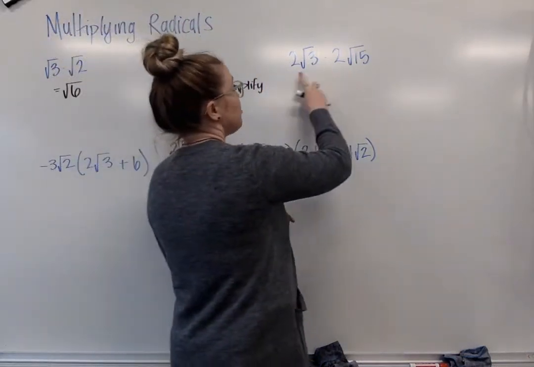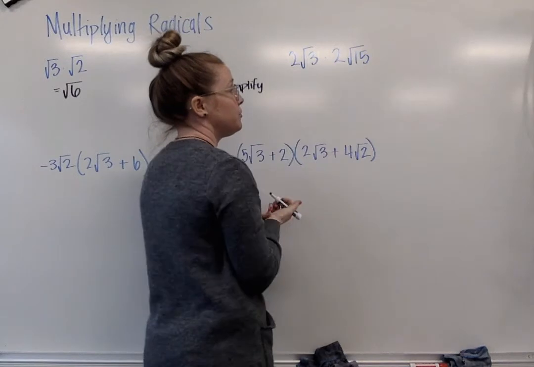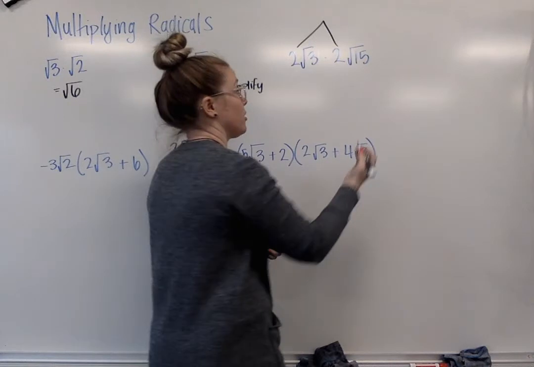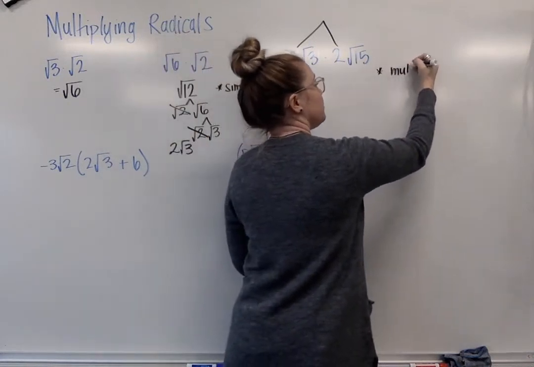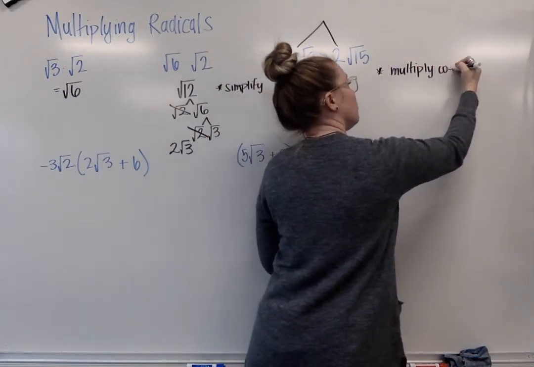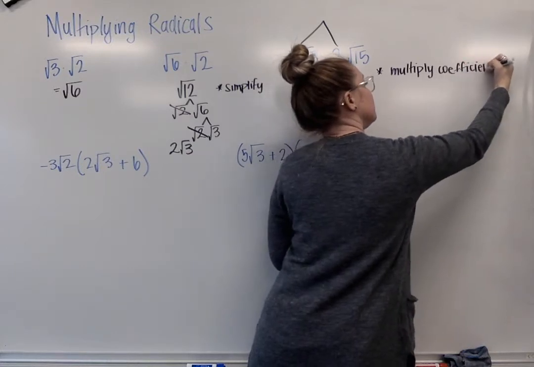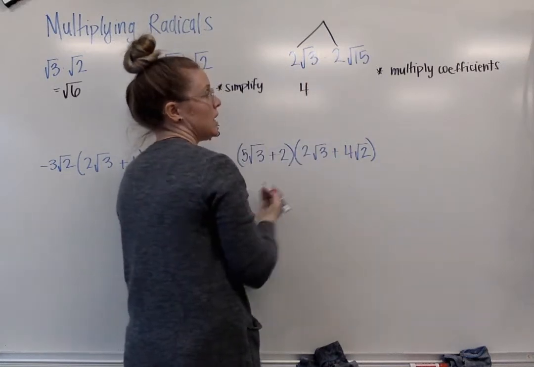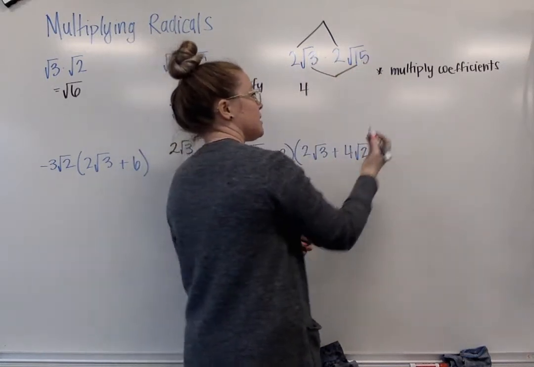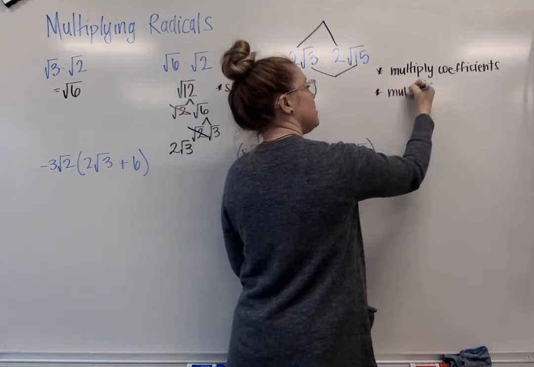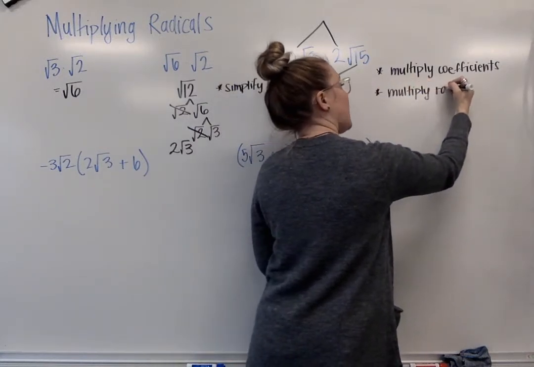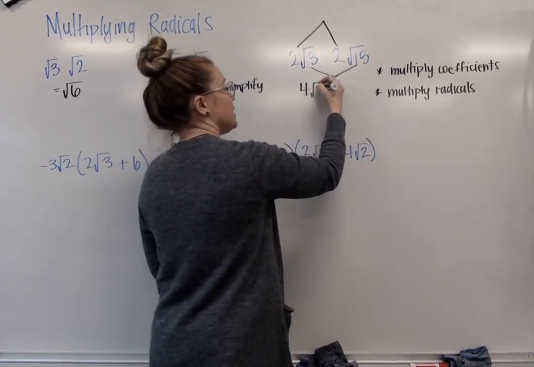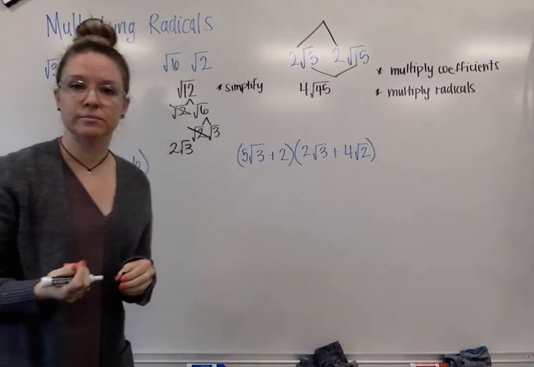All right, here's my example. I have 2 root 3 times 2 root 15. What I'm going to do is multiply my coefficients together. So that's the first thing we want to do. Multiply the coefficients. So 2 times 2 is going to give me 4. And then I'm going to multiply the square root of 3 times the square root of 15. So my next step, I am going to multiply the radicals together. So 3 times 15, I'm going to end up with the square root of 45.